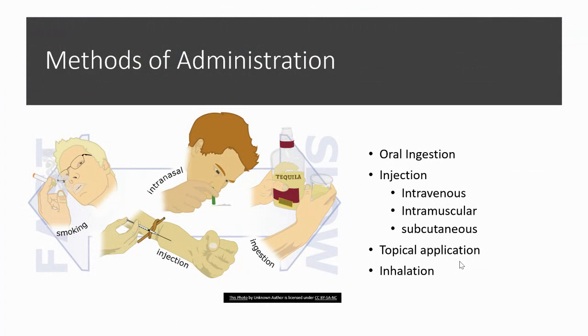And so here is our last piece of information, the methods of administration. As you can see from the image, the fastest are on the left side and the slowest are on the right side. So the methods are oral ingestion, injection, which would be intravenous, intramuscular, subcutaneous, topical application, which would be a patch on the skin, and inhalation, which would be breathing in.